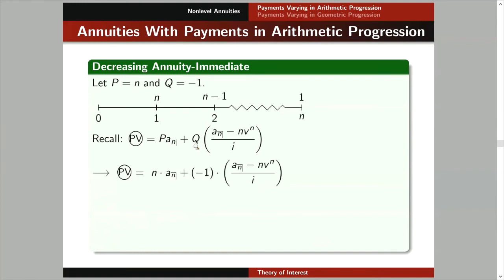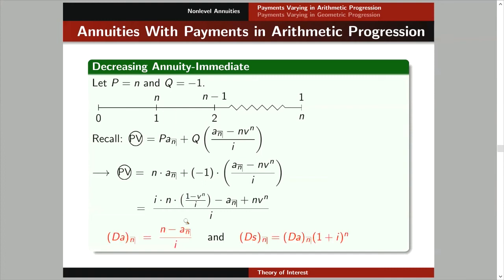So we have this. So we simplify, we combine them into one fraction. So I write A angle N as 1 minus V to the N all over I para mag-cancel yung I na to at saka ito. Simplifying further, canceling terms, you're going to have this. Okay? So this is our actuarial symbol for a decreasing annuity immediate. So this is the present value and this one is the accumulated value.